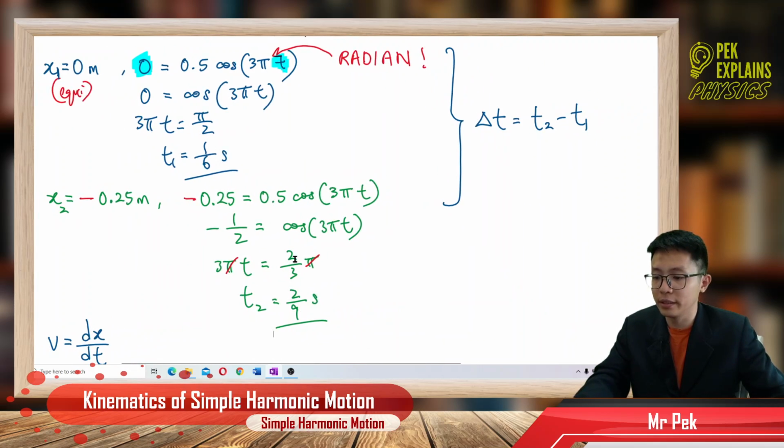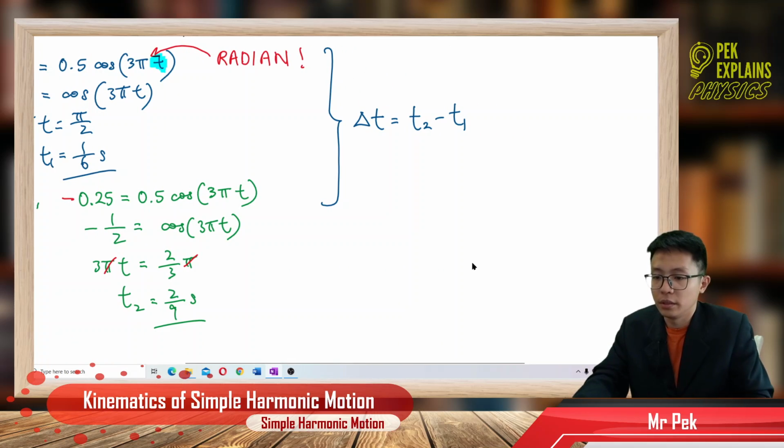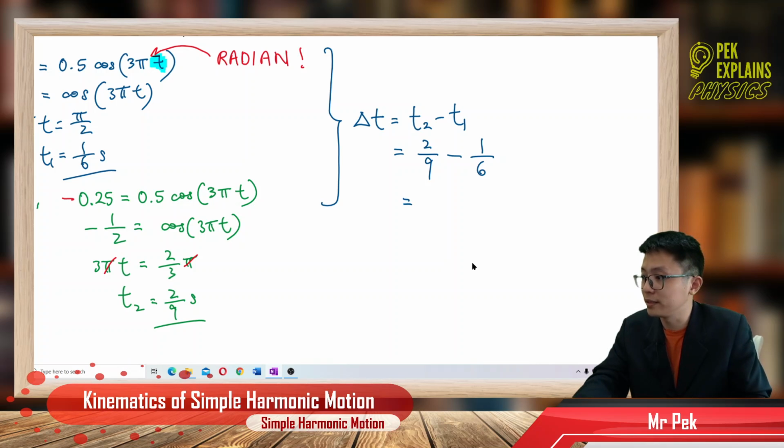Now the time required is the difference in the time. So it is equal to 2 over 9 minus 1 over 6. So what is the answer? 0.056 seconds.